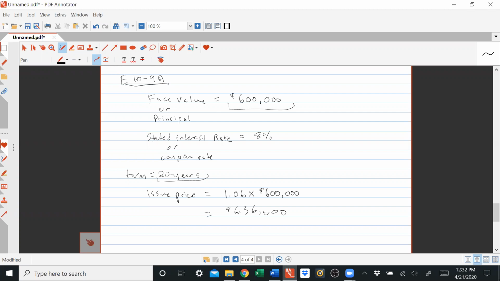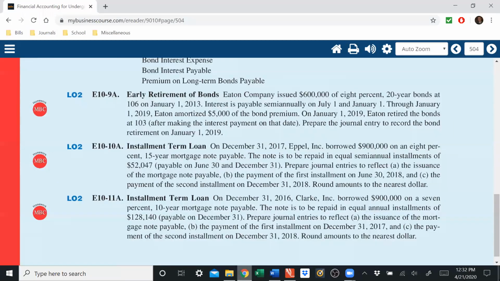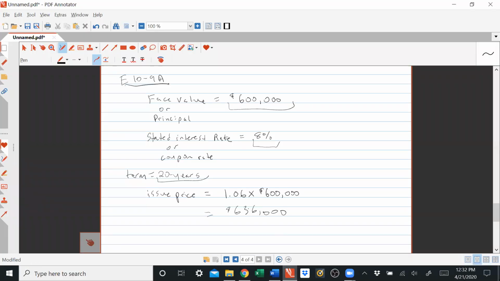In addition, they're going to pay the lender 8% interest. That's the annual interest rate. They're going to pay the lender 8% interest every year, but the interest is paid semi-annually. So essentially, they're going to give the lender 4% interest every half year. Every 6 months, they're going to write a check to the lender for 4% of $600,000. Plus, at the end of 20 years, they're going to give the lender back $600,000. So in exchange, the lender is going to give them $636,000.